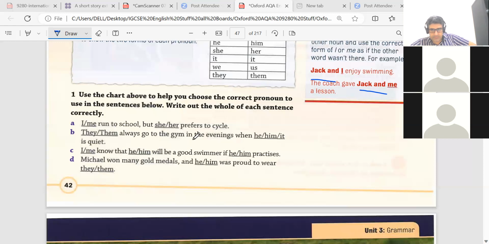Finished. Right. Answer A, please, Ya Akram. I run to school, but she prefers to cycle. Right. So here, as you see, subject pronouns. I before the word run, she before the word prefers. Okay, B, ya Khalid.